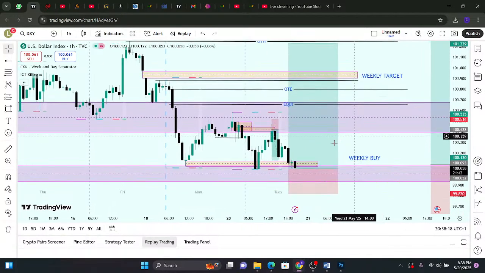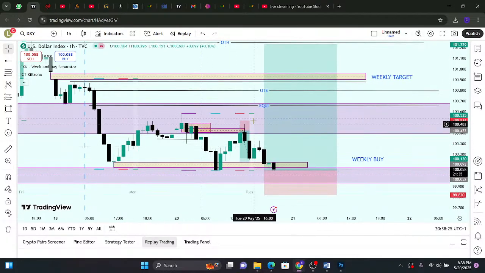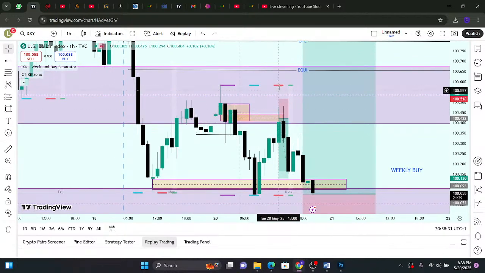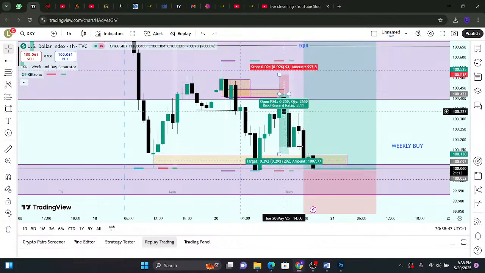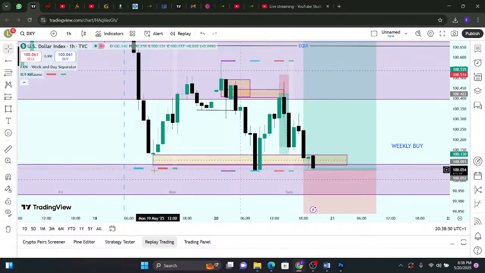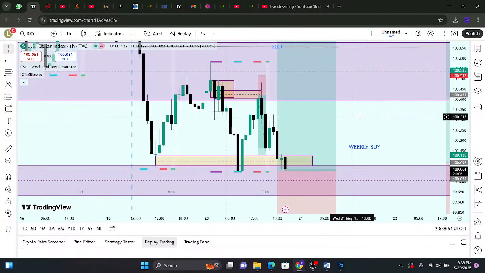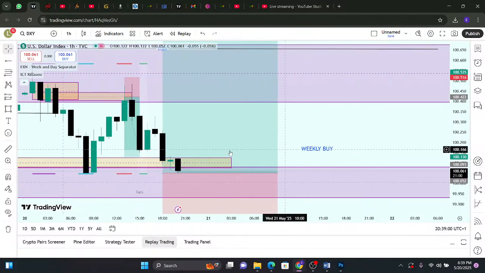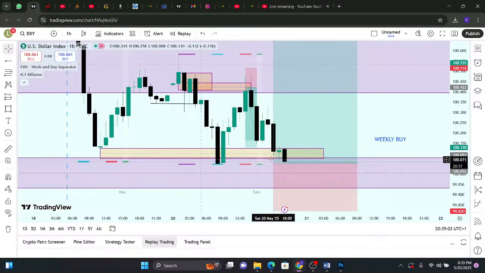If this is our entry, you could see how price came right into it, and I told you guys earlier that I took a sell from this point during the New York session. As soon as I saw price come into this region, I knew that this bearish order block meant price was going to sell into my region, this key region which I was looking to buy from for the week. So I will show you guys why I was looking at this target to buy from.